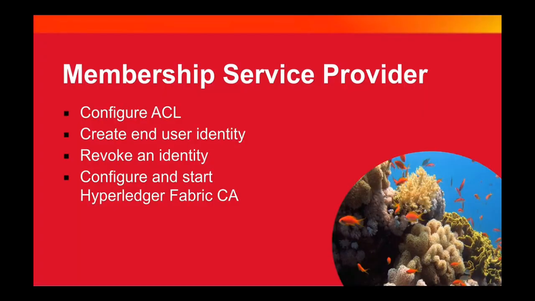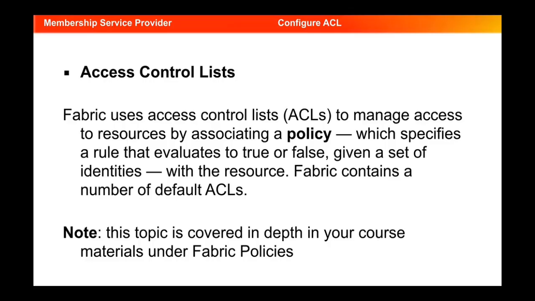In this section, we are going to learn more about membership service provider, and in that we are going to address how to configure ACL, which is access control list, how to create end user identity, revoking an identity, and configure and start Hyperledger Fabric CA, which is certification authority. Let's move on to the first subtopic, which is access control list.